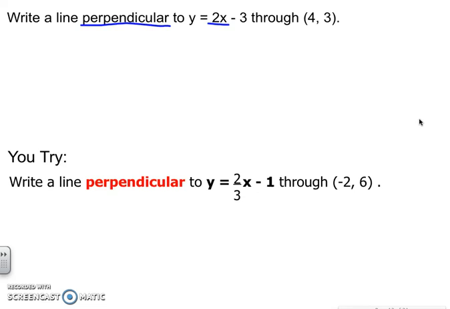So my slope is a 2. If I'm going to find the opposite reciprocal, I'm going to make it negative and then a fraction, okay? So this is my slope now, and here is my point.